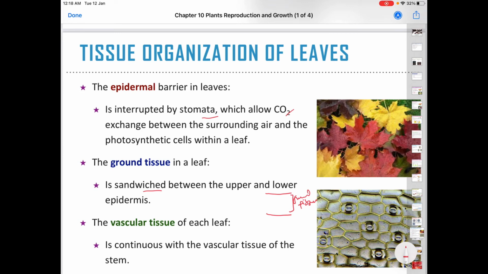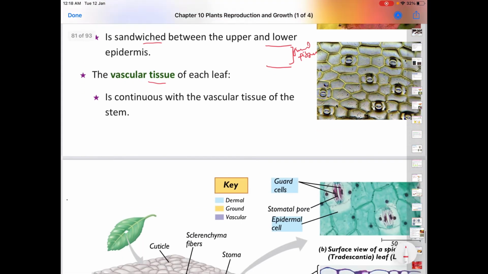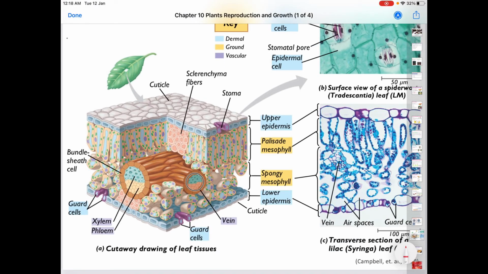If you still remember, there are 3 types of cells in ground tissue: the parenchyma cells, the collenchyma cells, and the sclerenchyma cells. Inside the leaf there is also vascular tissue, which is continuous with the vascular tissue of the stem. So it is continuous with the stem and then goes to the leaf. Same system. This is the structure of the leaf tissue.